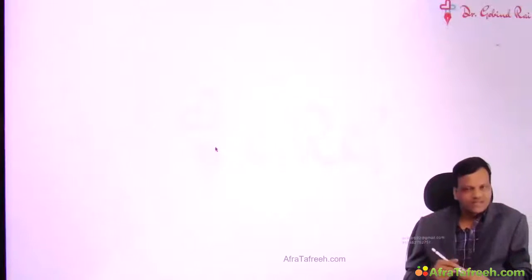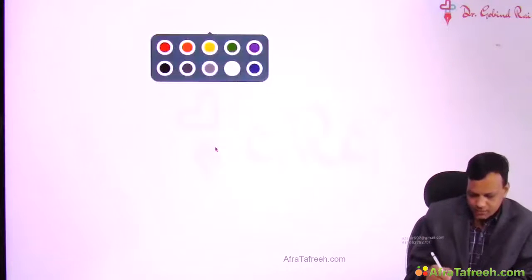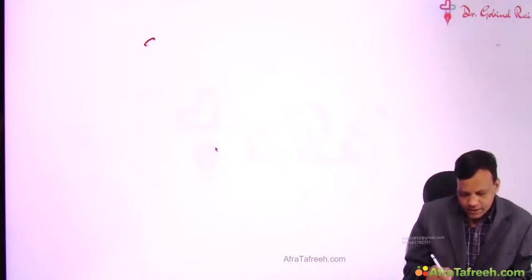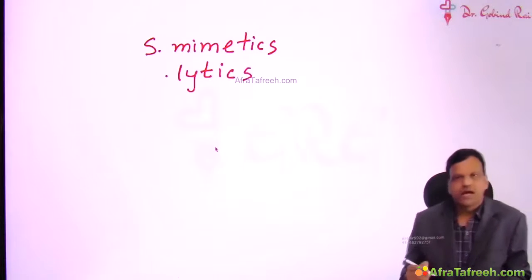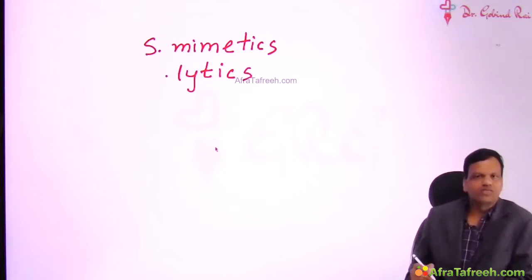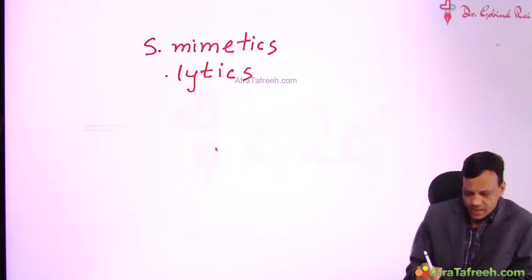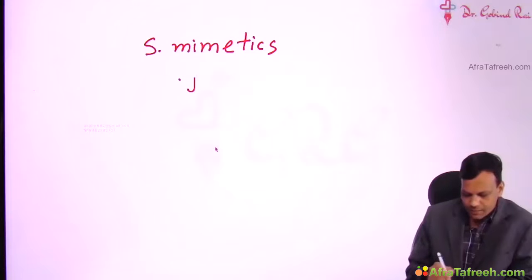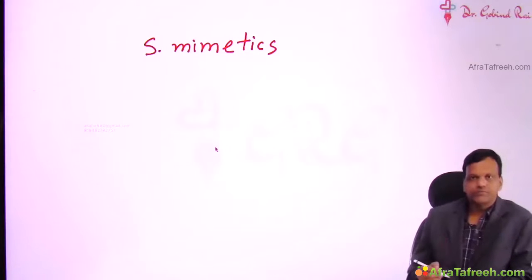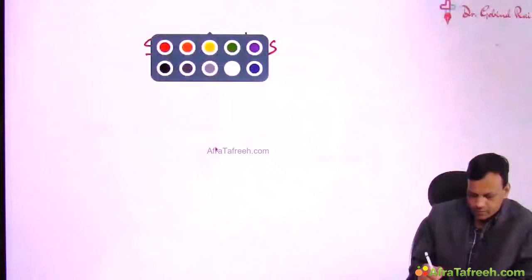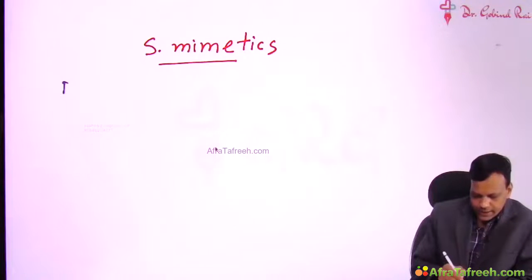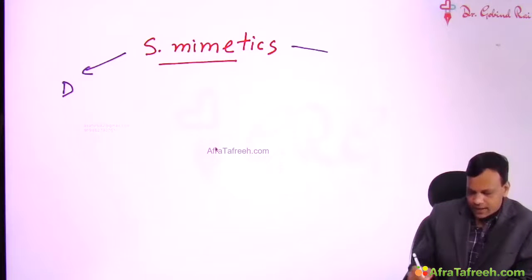Just like the parasympathetic system, the drugs acting on the sympathetic system can also be divided into sympathomimetics and sympatholytics. Sympathomimetics are those which stimulate the sympathetic system, and sympatholytics are those which block the sympathetic system. So we will start the discussion from sympathomimetic drugs. Now sympathomimetic drugs are further classified into directly acting and indirectly acting.